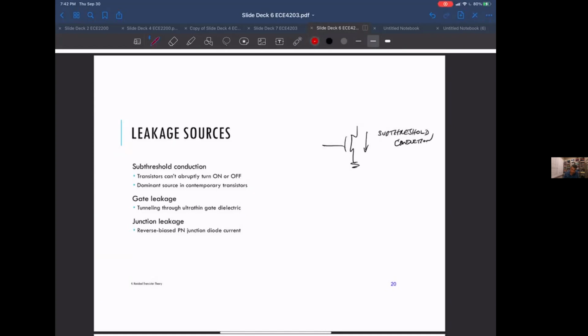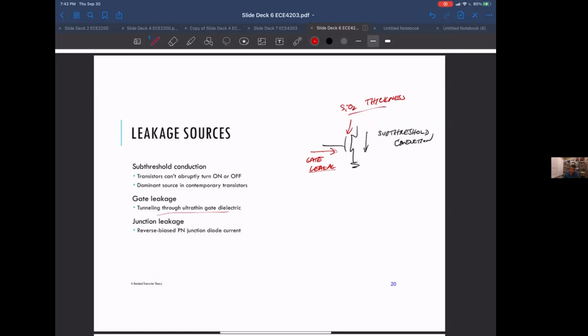But you actually get leakage current going into the gate, because your oxide thickness is so small. We're just talking about really just a few atoms of silicon dioxide. So you can get basically tunneling current through the gate. So you actually have a leakage current through the gate.